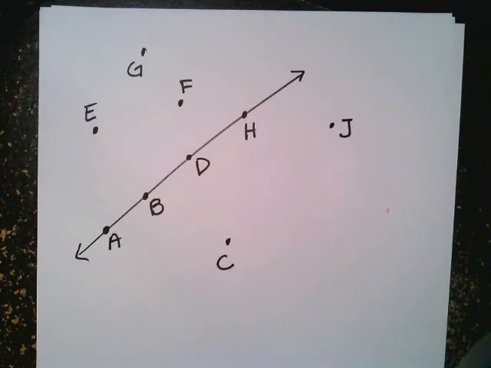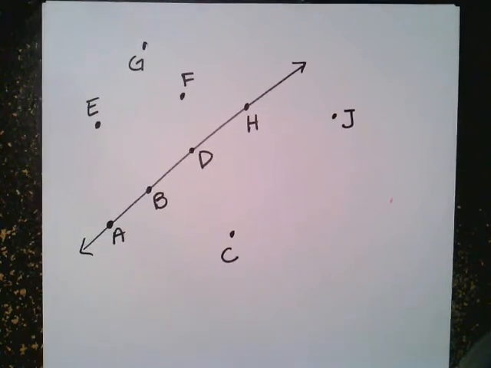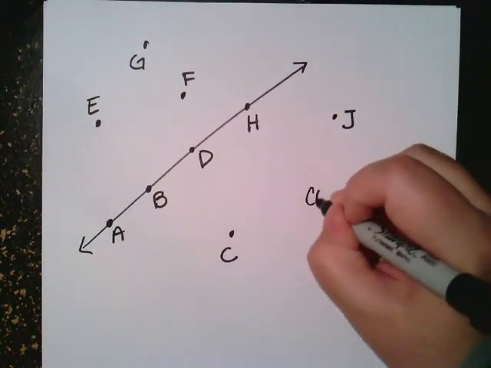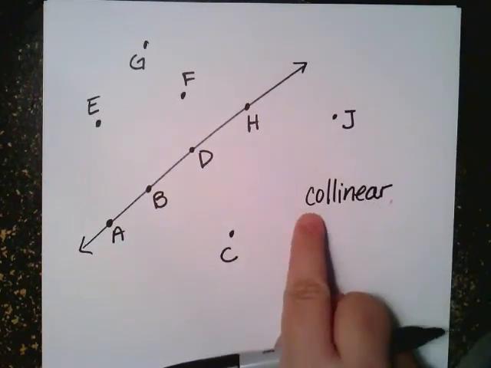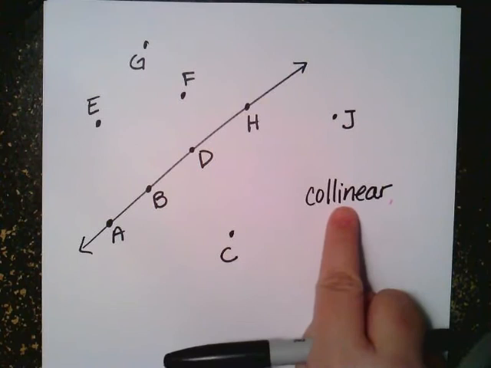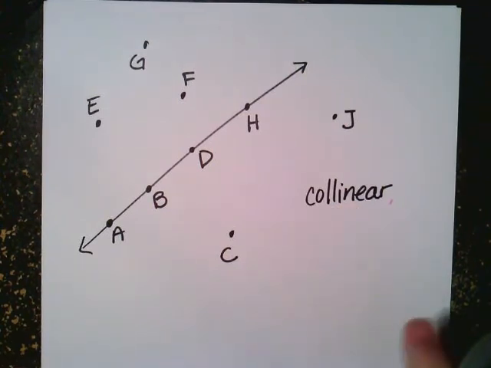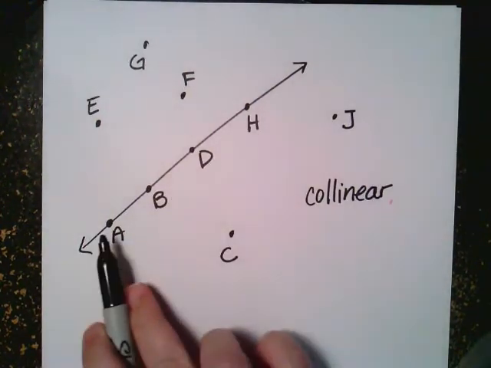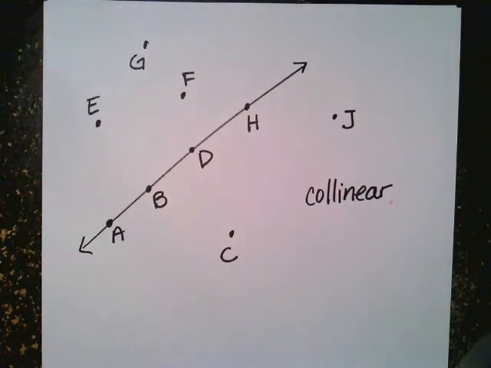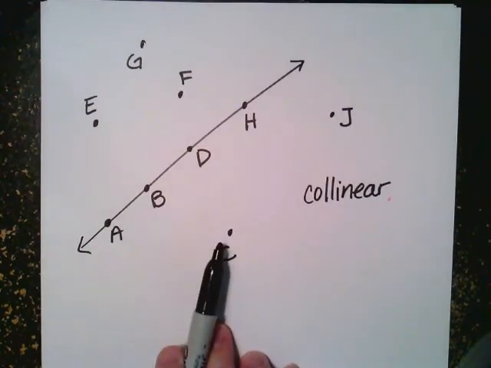Okay, now speaking of points on lines, there is a term that tells me about points being on the same line together, and that is collinear. Collinear points are exactly what that word says. Co means together, and see the word line is right in there. Together on the same line, collinear. So points B, D, and H are collinear points. Points A, B, and H are collinear points. A, B, and C are not collinear points.